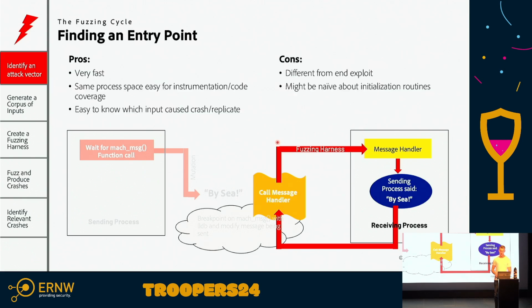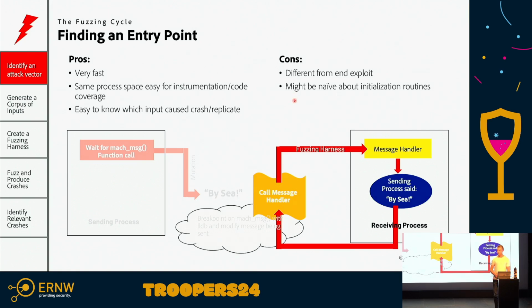The pros of this: it's very fast. We're calling it directly. There's no waiting. There's no kernel processing. It's also in the same process space, so it's easy to instrument and get code coverage about where we're getting to in the process. And it's easy to know which input caused a crash and replicate it when we need to.